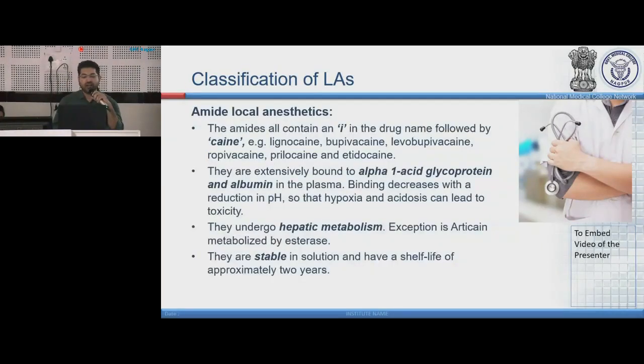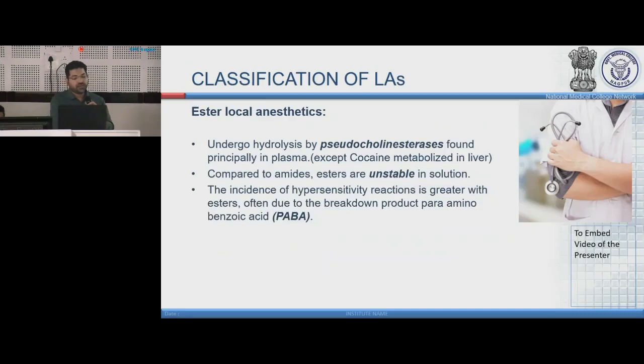Amide local anesthetics all contain two i's in their names, and they are extensively bound to alpha-1 acid glycoprotein more than albumin. Binding decreases with reduction in pH, so hypoxia and acidosis can lead to toxicity of local anesthetic agent. They undergo hepatic metabolism and they are stable in solution. Compared to amides, esters are unstable, undergo hydrolysis by pseudocholinesterase, and the incidence of hypersensitivity is greater with esters than amides due to breakdown product PABA, para-aminobenzoic acid.